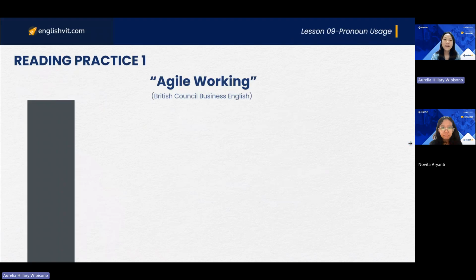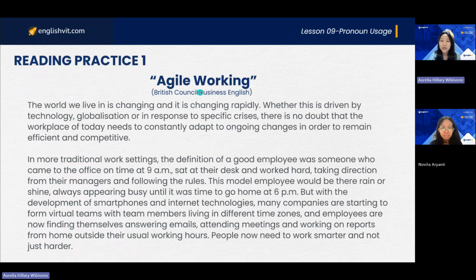Okay, so I provide you with a reading practice about agile working. This is from British Council Business English. Actually, this one is Business English from the British Council. So let's try with this one.